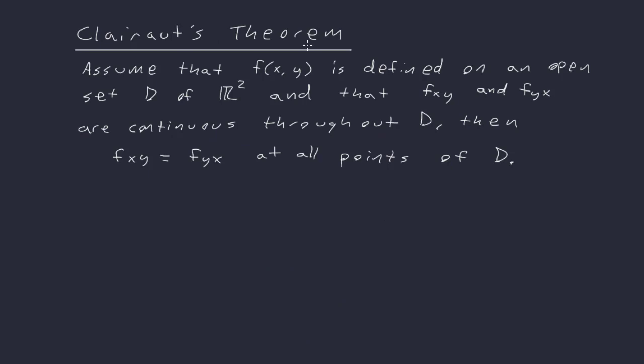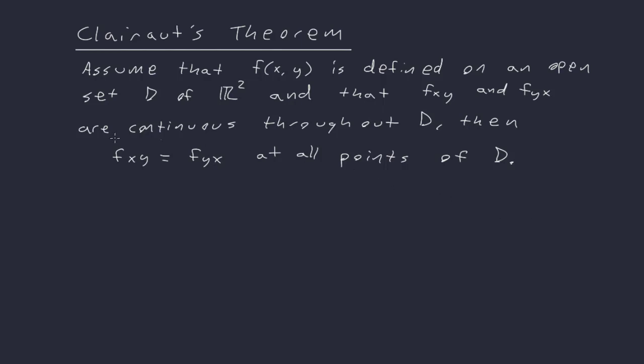Okay, so this is formally detailed by Clairaut's theorem. I think that's how you pronounce his name. So Clairaut's theorem says that if we assume that f of xy is defined on an open set D of R squared, so that's the xy plane, and that f sub xy and f sub yx are continuous throughout D, then f sub xy is equal to f sub yx at all points of D. So what this is basically saying is that it's possible that these two won't equal each other, but only at places where they aren't continuous. So if they're continuous on a particular set, then they'll match at all points of the set.